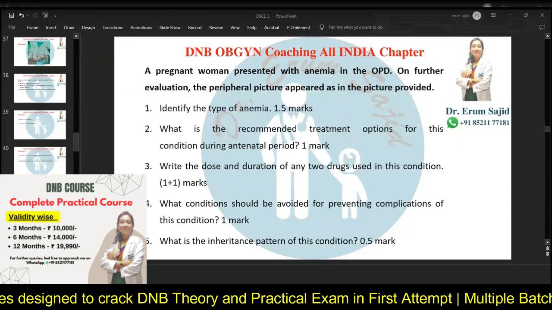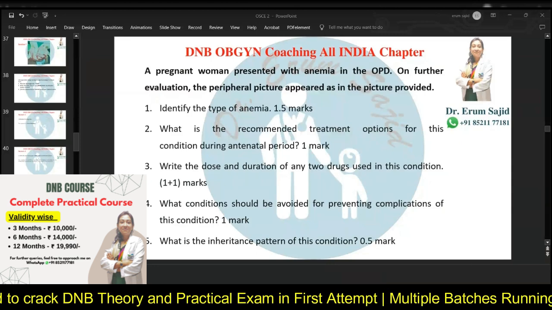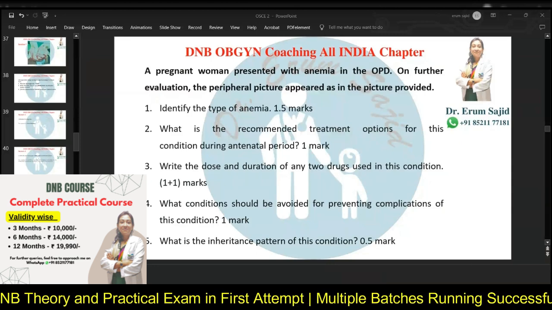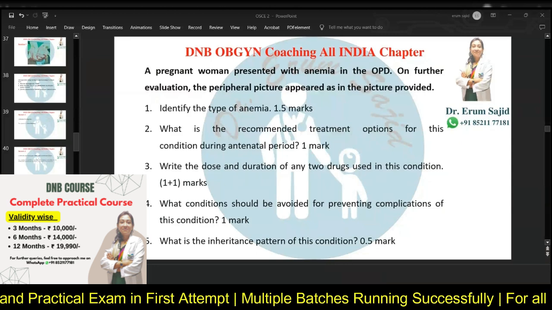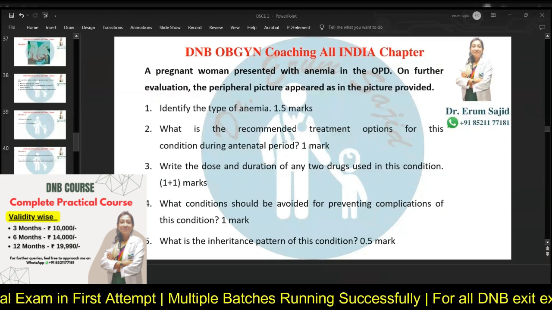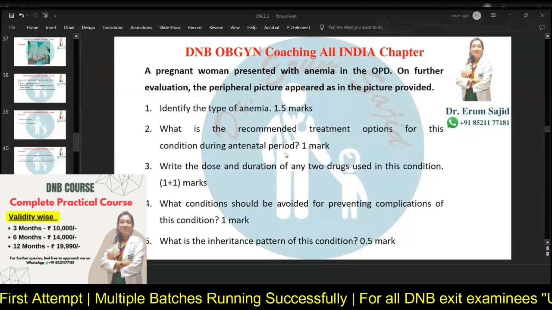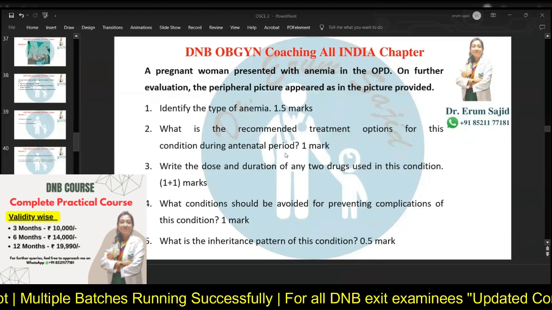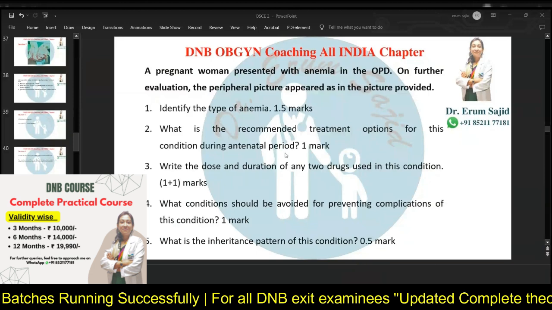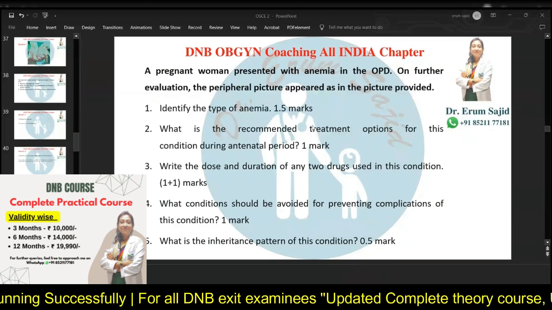So guys, very few responses this time. I was expecting more. Only Swaroop has answered, I guess, up till now. It's not that difficult a question, guys. I'm discussing this answer now because the time has already gone. Identify the type of anemia. Please, everybody should be able to identify.